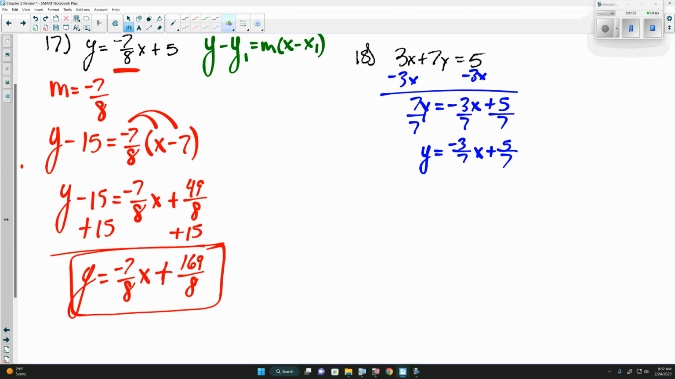And this is helpful because it tells us that the slope of our new line is going to be the same as the slope of this line, which is negative 3/7. Because if the two lines are parallel, the slopes are the same. And now we can do the exact same thing we did on the last one, but this time the slope is negative 3/7.